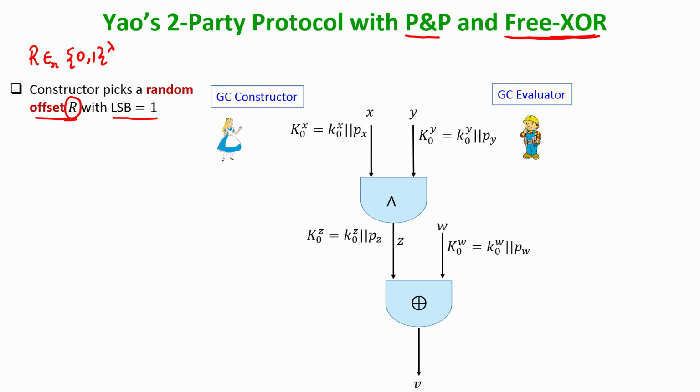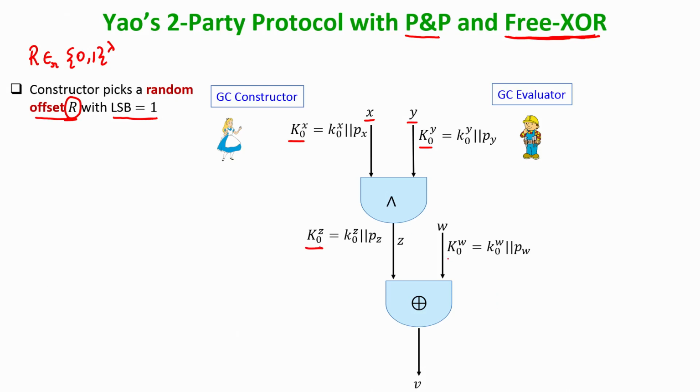So, the first step that Alice will do is the following: for each wire except the output wires of the XOR gates, Alice will assign randomly the 0 keys. So, this X wire, Y wires, they are assigned a random 0 keys, where the last bit is the permutation bit. Now, the Z wire is the output of a non-XOR gate.